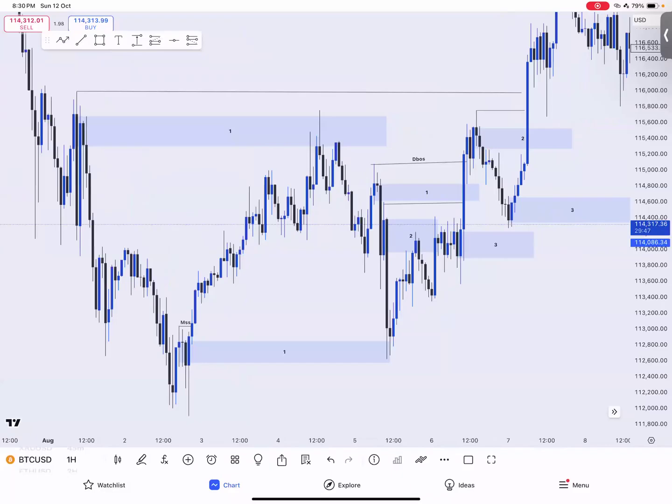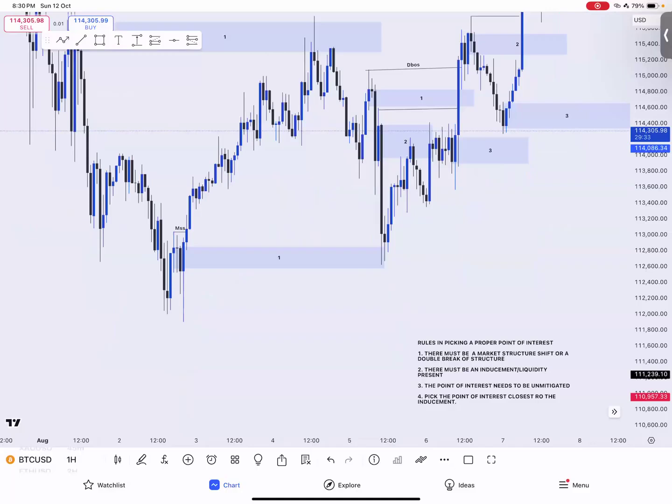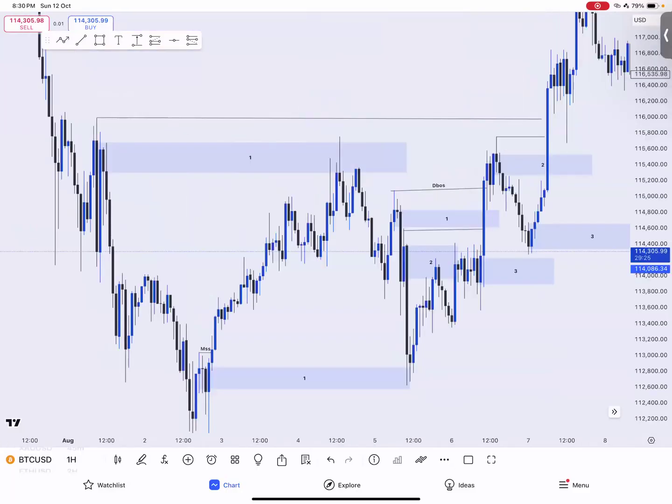You should ensure you see a market structure shift or a double break of structure. There must be an inducement or liquidity present. It means that after you've gotten your double break of structure or your market structure shift, and you've counted and marked out the possible points of interest there, remember, the possible points of interest are the breaker blocks or the other blocks. The moment you've marked all of them out, the next thing you should look out for is where the inducement is. You must mark out your inducement.